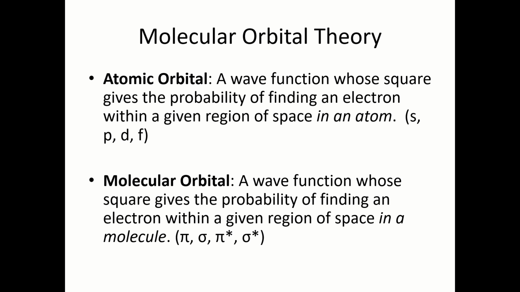Atomic orbitals are a region of space in an atom, but a molecular orbital is going to be a region of space in a molecule. And so we use the s, p, d, and f when we're talking about atomic orbitals, but we're going to use pi and sigma symbols when we're talking about molecular orbitals.